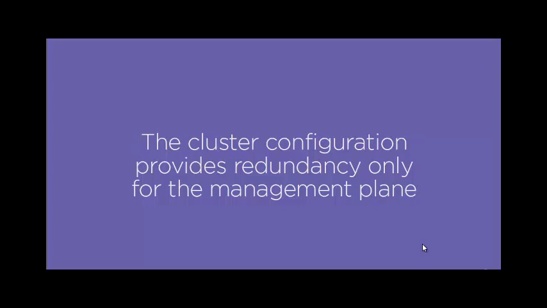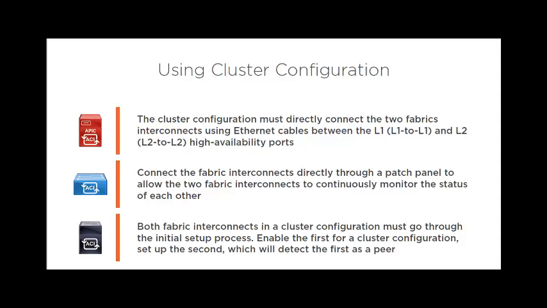Between the primary and secondary, between fabric interconnect A and B, they keep syncing using the cluster configuration. So first of all, we have to enable the cluster mode. If you are deploying this, we need to enable the cluster mode, and then we need to connect cables like this. The cluster configuration must directly connect two fabric interconnects using Ethernet cable. So you cannot have more than two. Only two fabric interconnects, and we need to connect these two fabric interconnects using the Ethernet cable between L1 and L2. See, there is a port called L1 port and L2 port on all fabric interconnects.